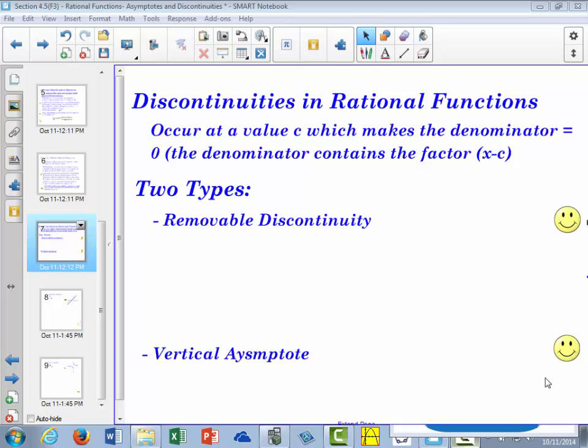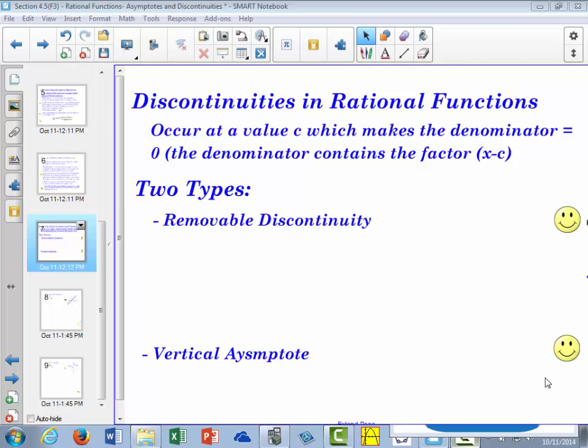Besides looking at the end behavior of rational functions, we're also interested in some of the other ways rational functions can produce interesting behavior, in particular, discontinuities. Now, discontinuities in rational functions occur at a value which makes the denominator equal to zero. When we try to divide by zero, we get an undefined situation. And these undefined situations can take one of two forms on a graph.